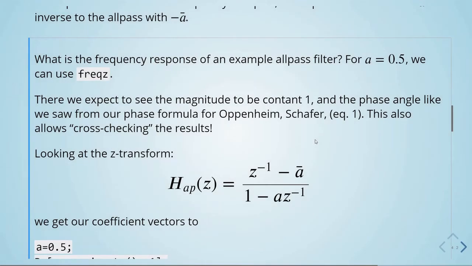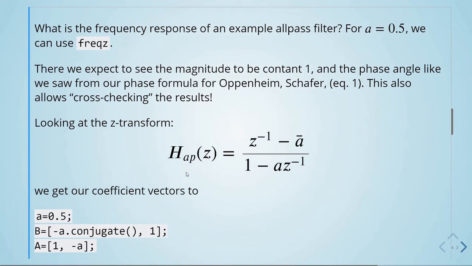Again, we can use freqz from SciPy signal to compute the frequency response of this example all-pass filter. In this case, A is equal to 0.5. Here it was the transfer function for this filter, and we are defining our coefficient vectors. So in this example A is 0.5, then B is minus A conjugate and 1, and A is 1 and minus A. And what we expect from this is to see the magnitude to be constant 1, and the phase angle to be like what we saw from the phase formula from the book of Oppenheim and Schafer.